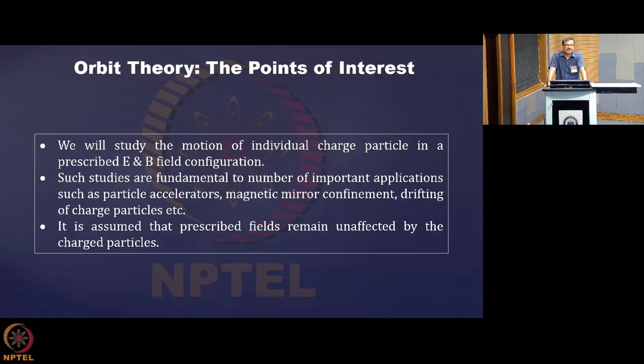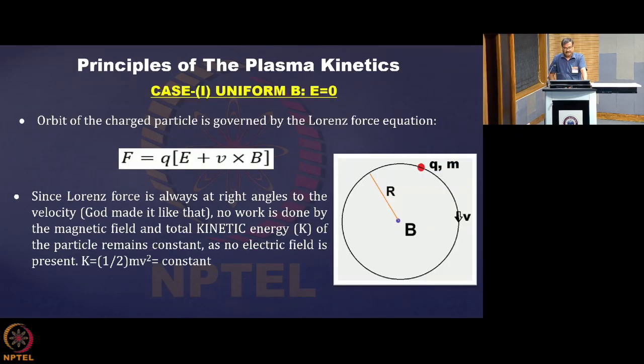To understand the behavior, this simple theory will help us a lot, and we assume that the prescribed fields we have applied remain unaffected by the charged particles. This is a basic assumption: whatever field we have applied is not influenced by the charged particles whose motion we are trying to understand. So the first case we come under the orbit theory is that some magnetic field is applied but the electric field is zero.